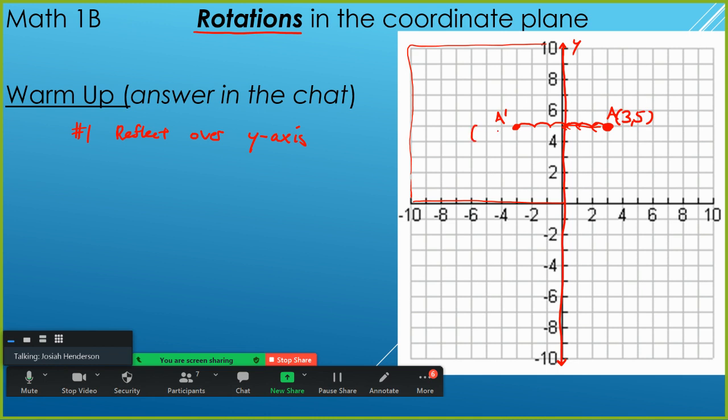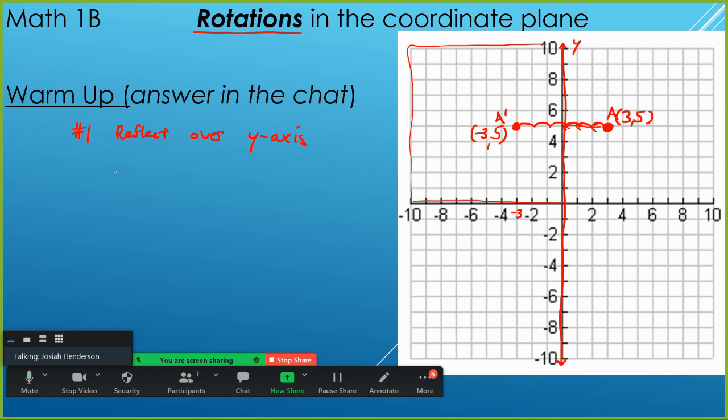And then you could double check, okay, do these two red points look symmetrical on my y-axis? Yeah, they do. Cool. So I think I did it correctly. Let's look at the numbers. It's over 3 and up 5. Negative 3, 5, started at 3, 5. So the x number got negated. The y stayed the same.